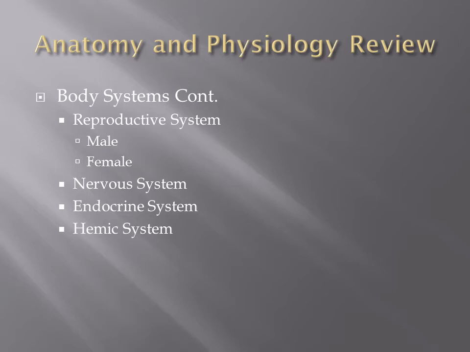The hemic system includes the red cells, which deliver oxygen throughout the body. The white cells provide the defense against infection, and platelets assist in clotting.